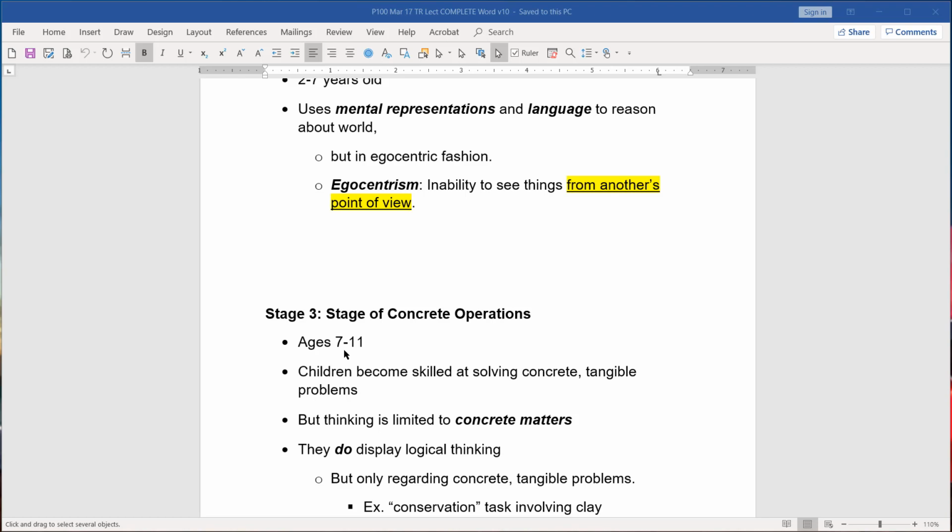Well, how do you know? Well, it's skinnier than it was before. Another child says, there's more clay now. How do you know? Well, it's longer than it was before. All of those are incorrect responses.